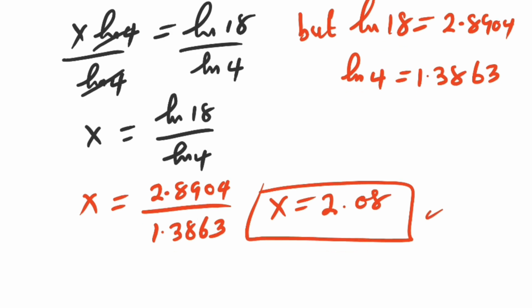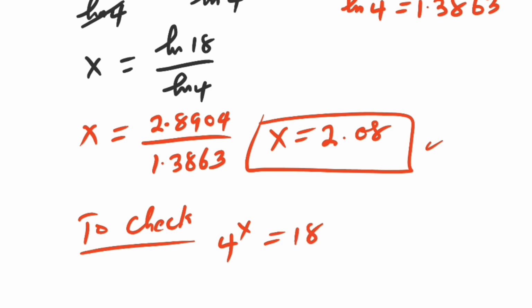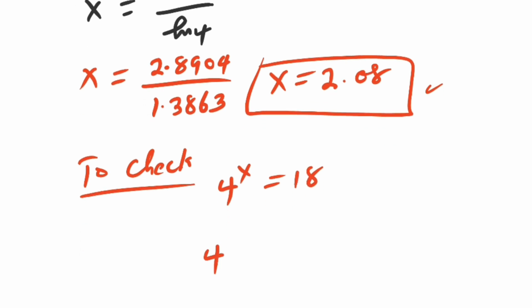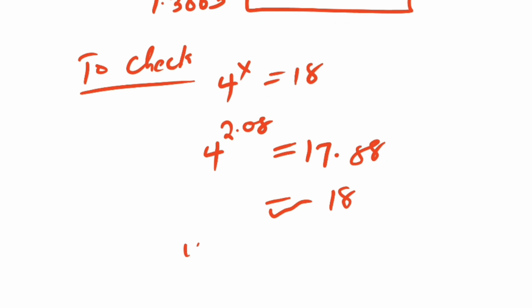We may check to confirm if this answer is right or wrong. Let's check. To check, we have the given equation 4 raised to power x is equal to 18. Then we have 4 raised to power 2.08. This is equal to 17.88, and this is approximately equal to 18. Therefore, the left hand side 18 is equal to the right hand side 18.